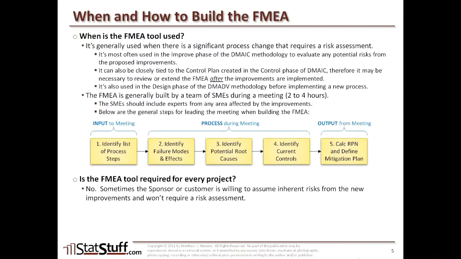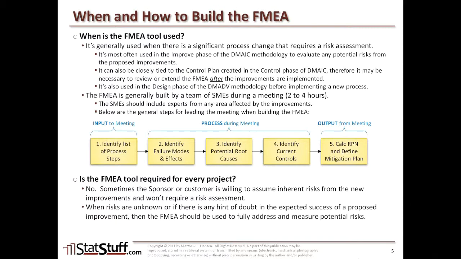Sometimes the sponsor, the customer, is willing to assume some of the inherent risks that could be involved from the new improvements you're implementing, and they won't want to have a risk assessment done, and that's okay if that's what they want. So when the risks are unknown, or if there's any kind of doubt or suspected doubt of the success for the solutions that are proposed, then it could be possible the FMEA is going to be helpful for identifying all those potential risks, and we should use the FMEA tool for helping to identify those risks and build a mitigation plan to ensure we've got confidence that these are the right solutions and improvements we want to put in place.